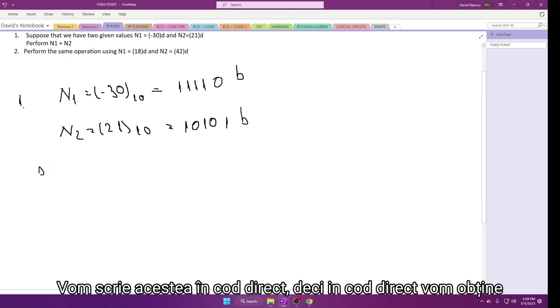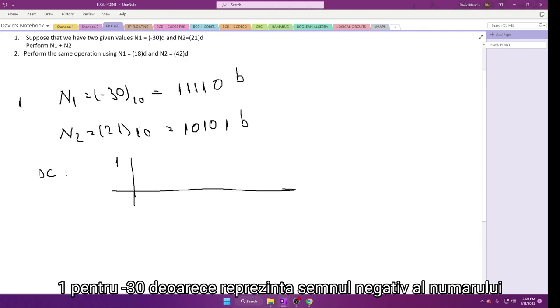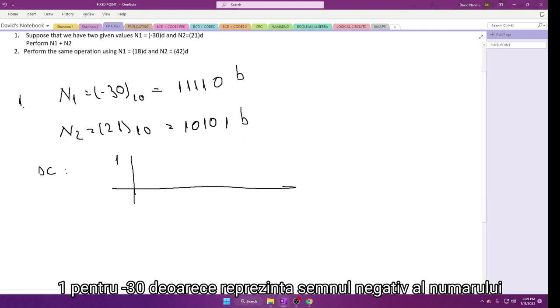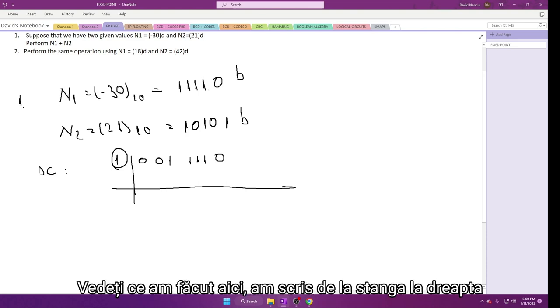direct code. So in direct code we'll obtain 1 for minus 30, because, let me write it, actually we have the sign here. We write the sign, so minus 30 being negative, here is going to be a 1, and the rest of the number is going to be 0011110. See what I did here?